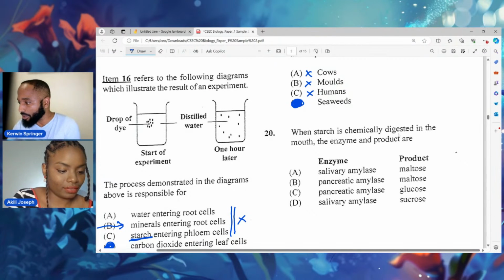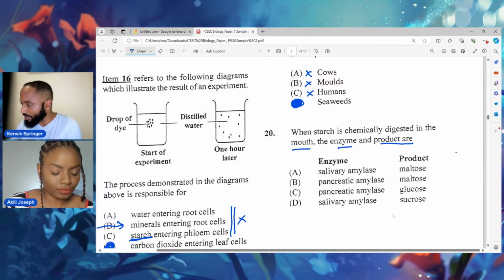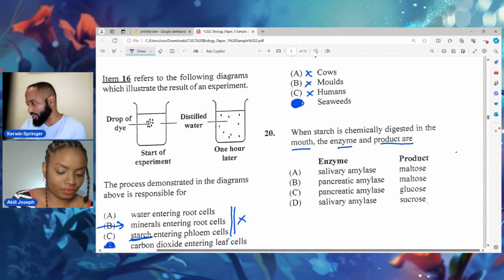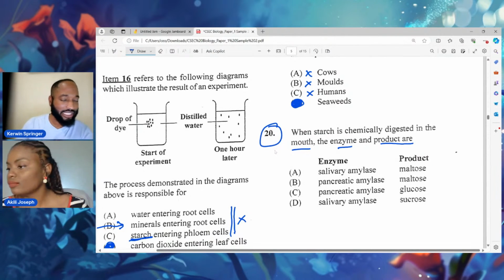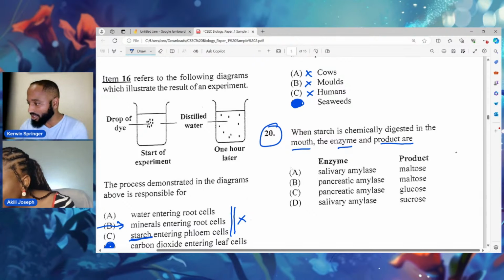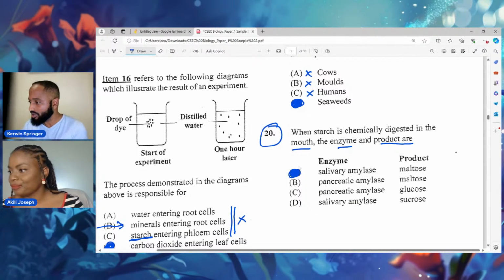When starch is chemically digested in the mouth, the enzyme and product, well, I know it's salivary amylase, but I don't know whether it's sucrose or maltose. I feel like someone earlier gave me this question back in the days, you know. Must be you or Crystal. So it's enzyme, maltose. Yeah, maltose.